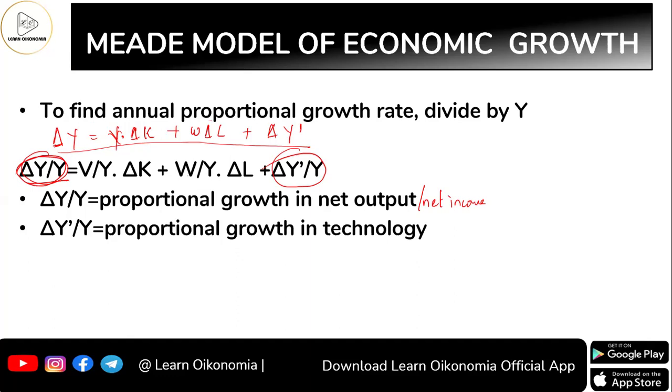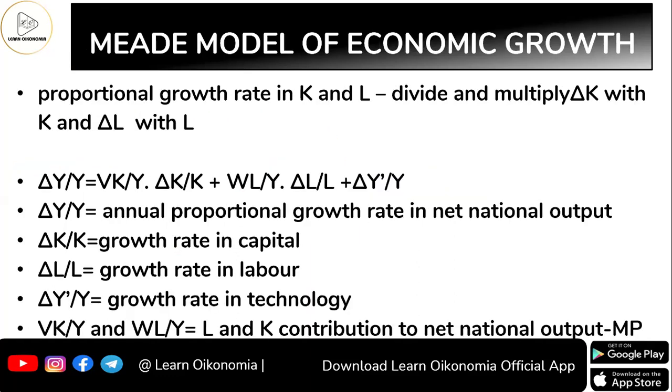Now, let's discuss more about the equations and explanations given by Meade. Now, we need to find the proportional growth rate of capital and labor. Our original equation is here. Our modified equation: delta Y divided by Y is equal to V divided by Y times delta K plus W divided by Y times delta L plus delta Y dash divided by Y.